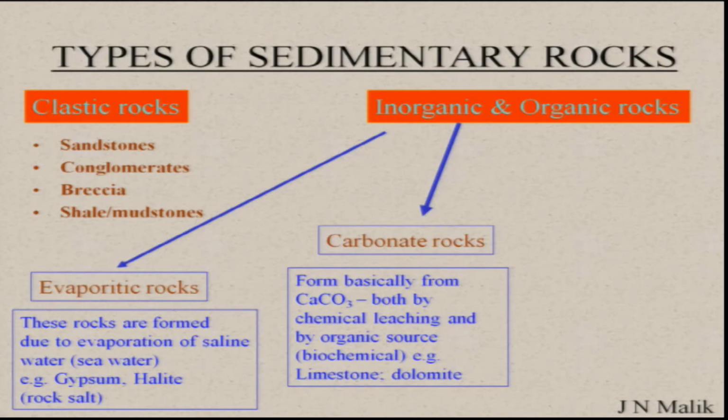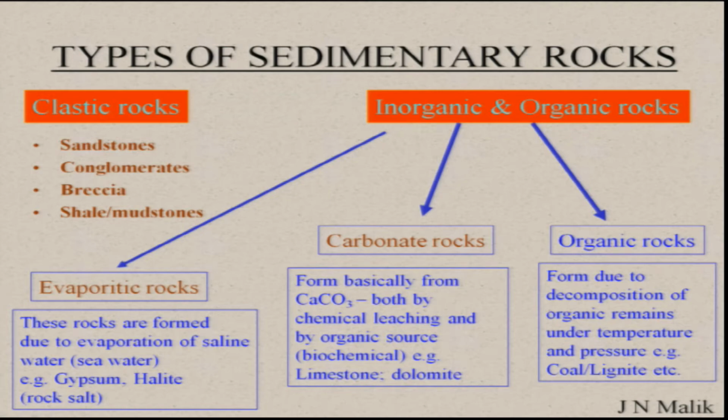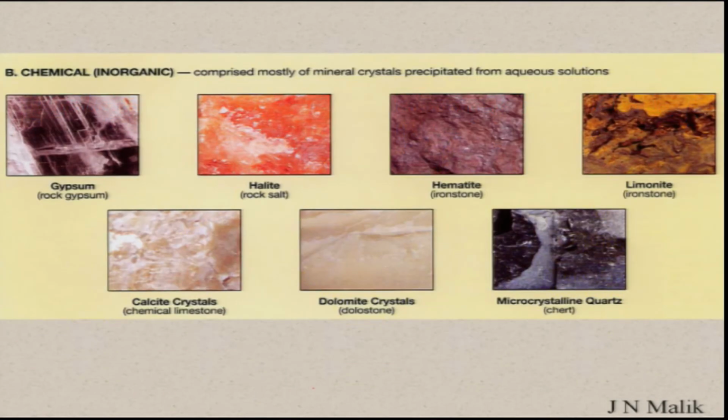This is a process that you will mostly see in the marine environment. Then we have organic rocks, formed due to decomposition of organic remains under high temperature and pressure. Examples are coal and lignite. So we have clastic rocks, and inorganic and organic rocks. If you would like to see the different types of sedimentary rocks, these are examples of inorganic rocks, comprised mostly of minerals formed due to precipitation. So you have gypsum, halite, hematite, limonite, calcite crystals, dolomites, and microcrystalline quartz, which is also termed chert. We can classify these as inorganic chemical rocks formed due to chemical processes.